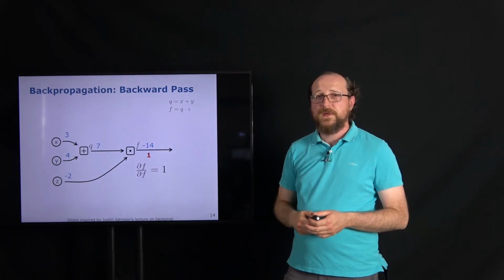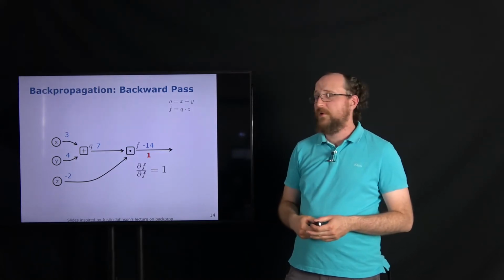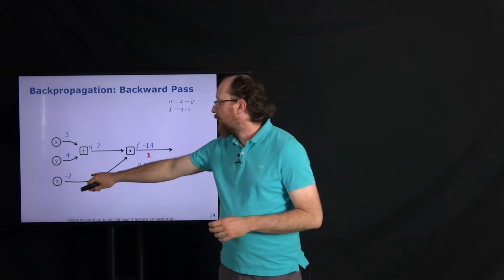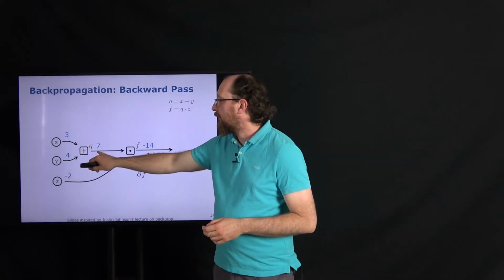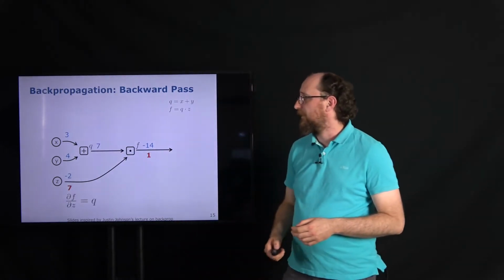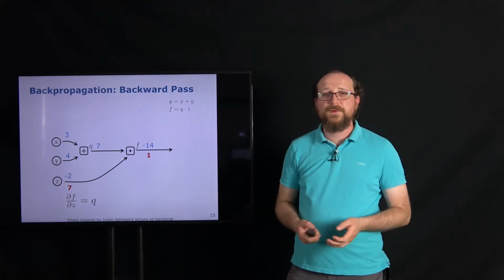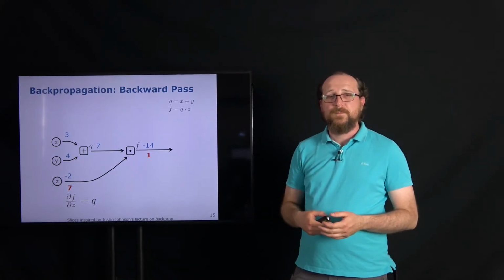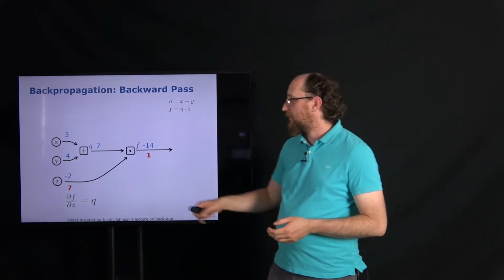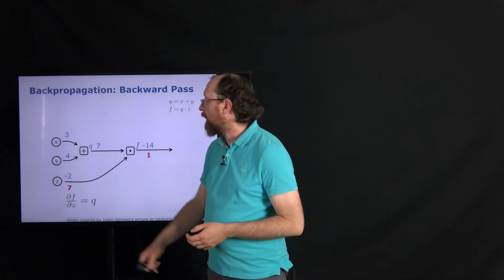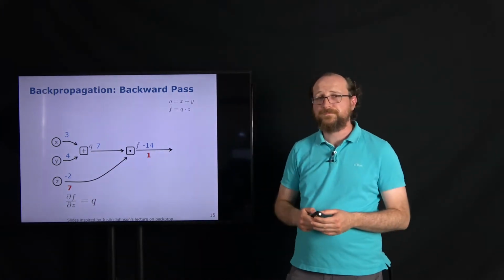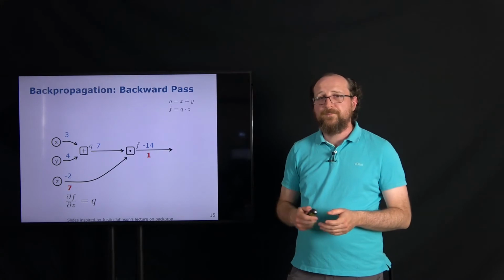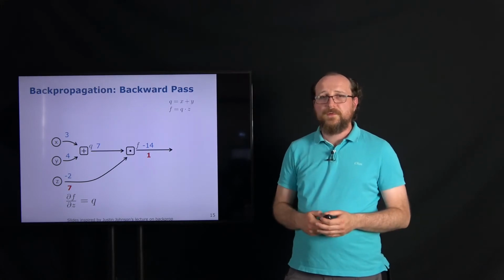And so we can now look up in our computation graph, which we computed before. We can take this value and just copy it there. So the partial derivative in respect to z is just q, and this q is the 7 that we computed before. And this was also quite easy.